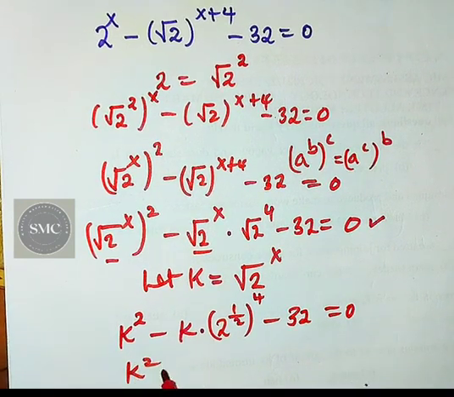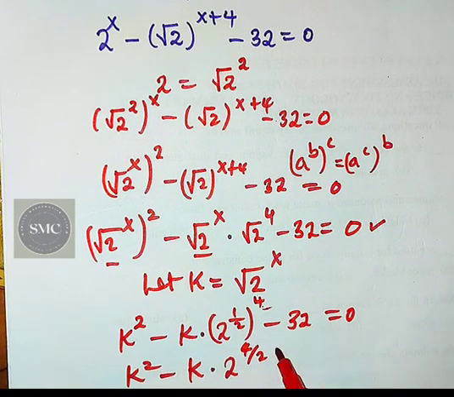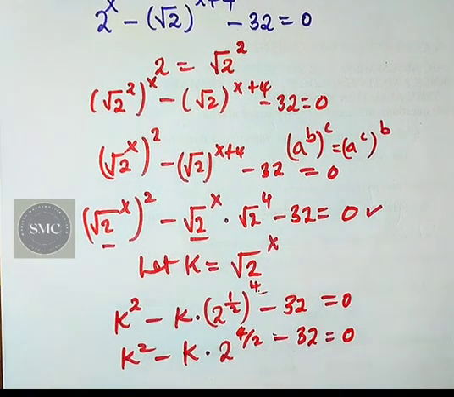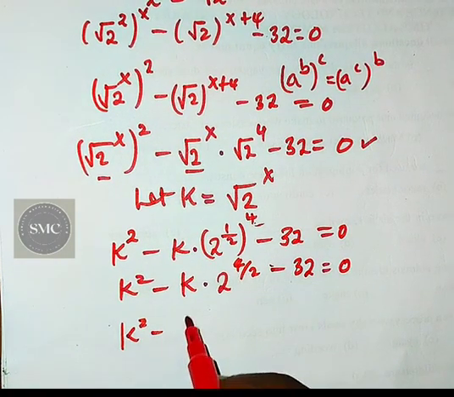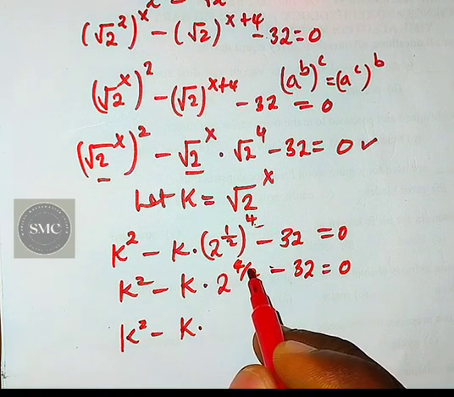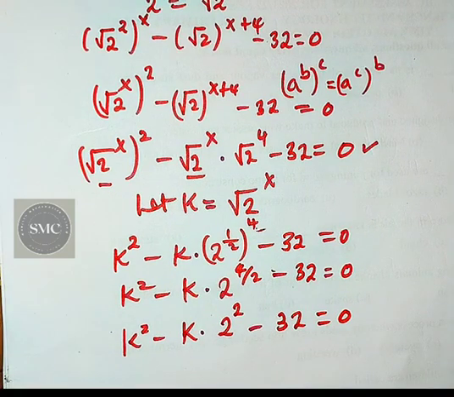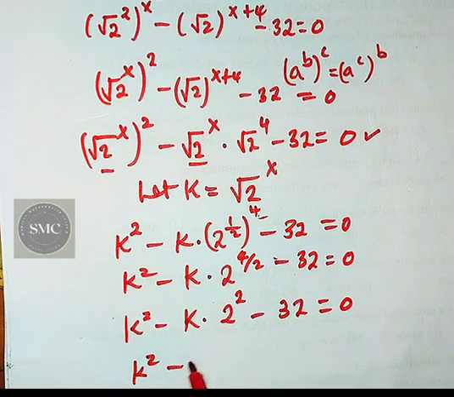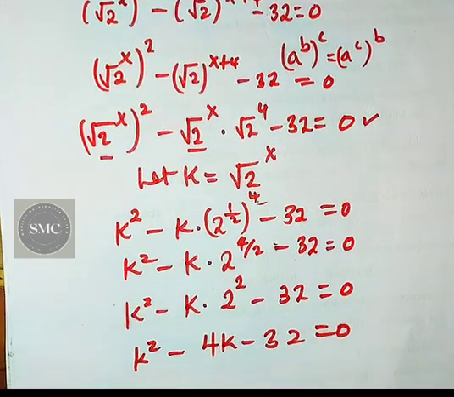Then we have k squared minus k times 2 to the power 4 over 2, because this 1 over 2 is going to multiply the power here, minus 32, which equals 0. Are you following? So now from there, we have k squared minus k times 2 to the power 4 over 2, which is 2 to the power 2, minus 32 equals 0. Then we have the equation k squared minus 2 squared, which is 4, so 4k minus 32 equals 0. So you can see that we have this quadratic equation now.